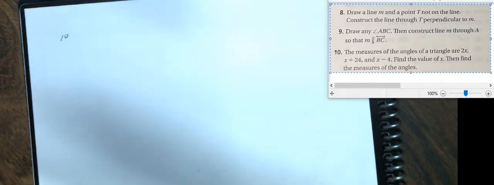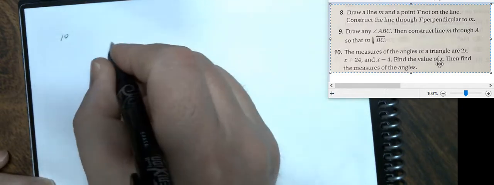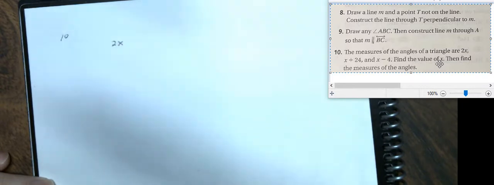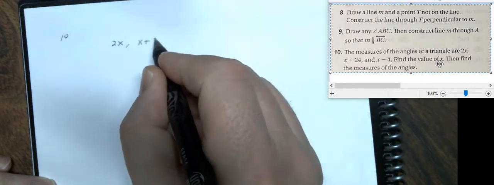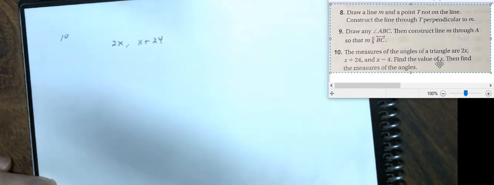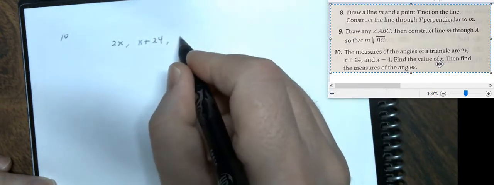So for question number 10, we actually get to start doing some actual math. Let's look at this. So the measures of angles of a triangle are 2x, x plus 24, and x minus 4. Find the value of x, then the measures of those angles.